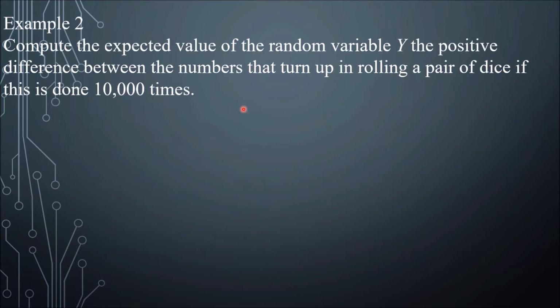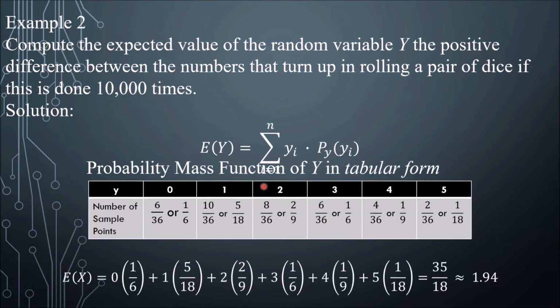Next, number 2, compute the expected value of the random variable Y, the positive difference between the numbers that turn up in rolling a pair of dice if this is done 10,000 times. So again, the formula is this, and this is the probability mass function. So 0, the probability is 1 over 6, 1, the probability is 5 over 18, and so on and so forth. Now all you need to do is to multiply the number 0 by the probability 1 over 6, 1 by 5 over 18, 2 by 2 over 9, and so on and so forth, and get the sum.